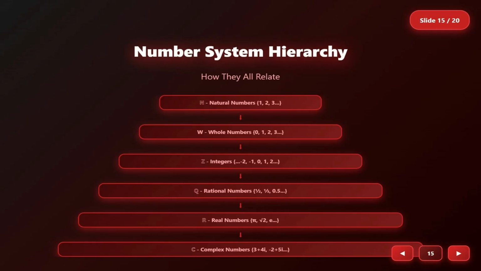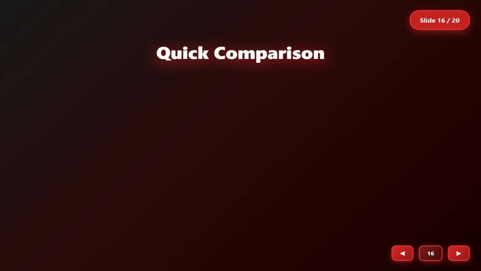Rational numbers, it includes the integers, along with that, adds on fractions and decimals. Real numbers, it includes the rational numbers and irrational numbers like pi, √2 or Euler's number. Complex numbers, it includes the real numbers and the imaginary numbers as well. So each level includes everything before it. Natural numbers are inside whole numbers, which are inside integers, and so on. That's the complete hierarchy. Let's do a quick comparison so you can remember the differences.